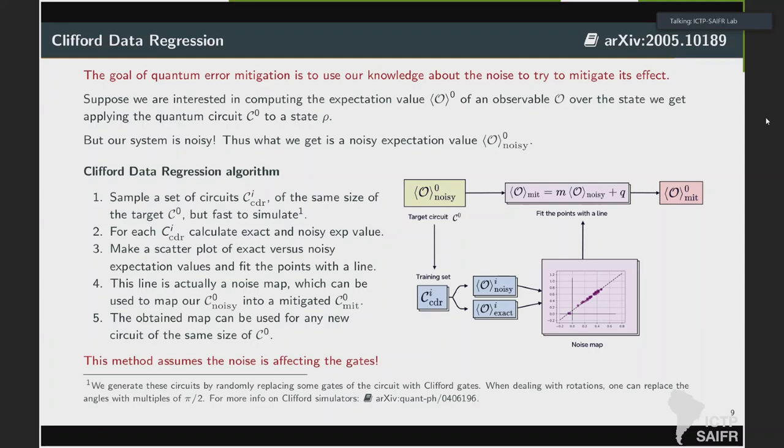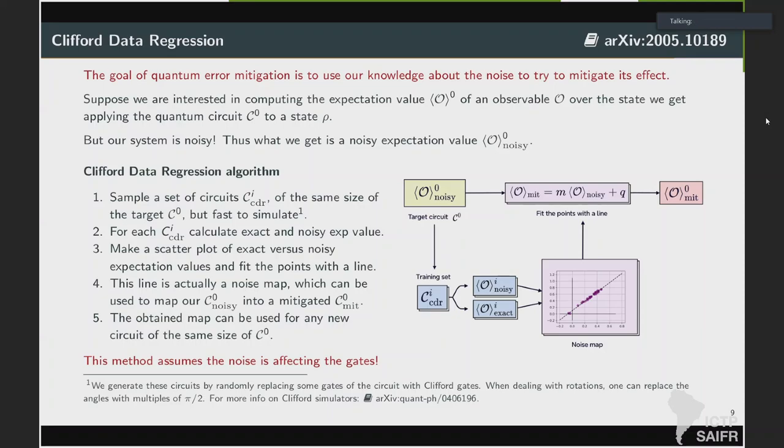Yeah, Clifford gates make the simulation faster. If it's pure Clifford, super fast. If it's hybrid, you have some advantage, but the important point of simulating fast is that you need simulation because you need to map noisy versus exact. So you need to do the exact simulation in this approach.